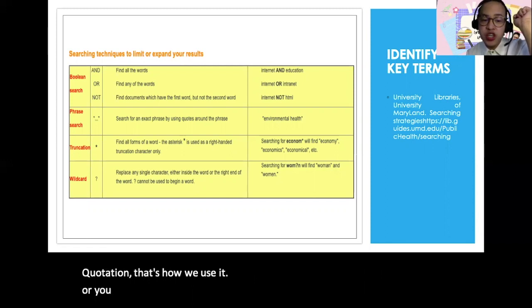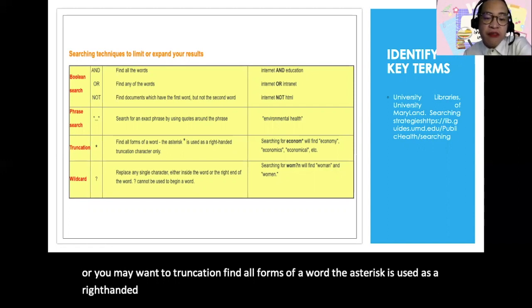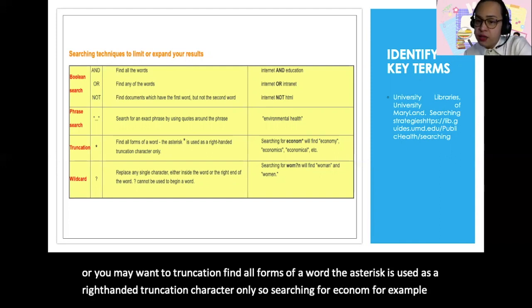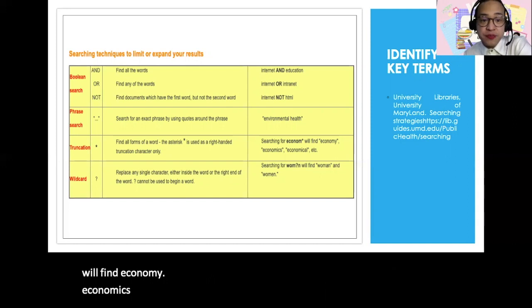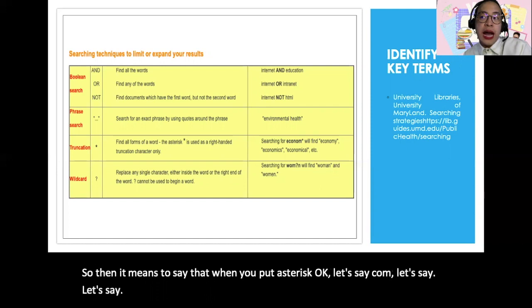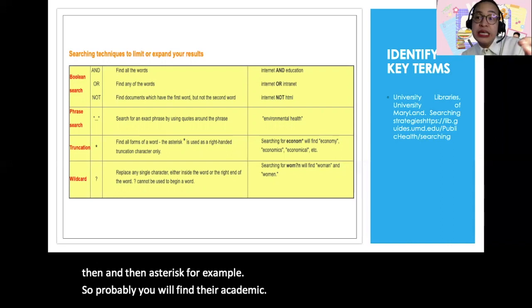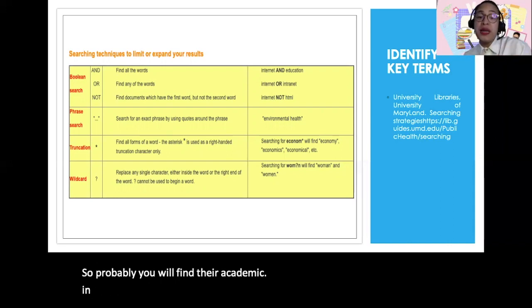Or you may want to use truncation. Find all forms of a word. The asterisk is used as a right-handed truncation character only. So searching for econom, for example, will find economy, economics, economical, etc. So when you put an asterisk, let's say academ and then asterisk, for example, probably you will find there academic, academe, and other words related to that word.